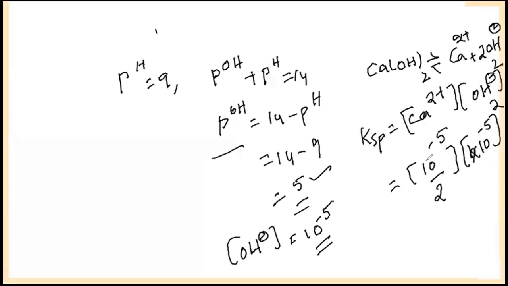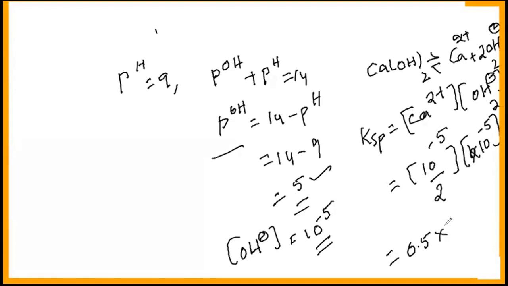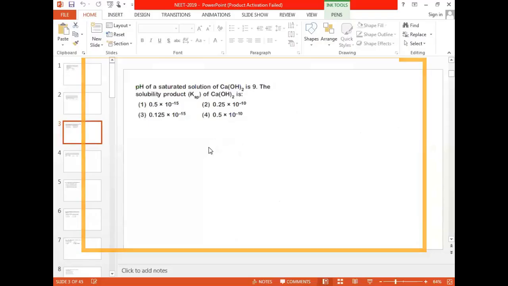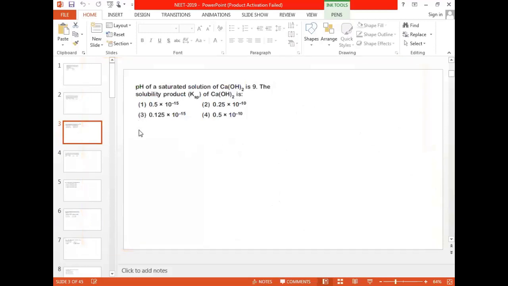Half of this value is 10 power 5/2 I am taking. If I simplify this, I'll be getting 0.5 into 10 power minus 15. Now look at the options where this answer is available. It is available as 0.5 into 10 power minus 15. Where it is available? Option 1. Got it how I took this value?